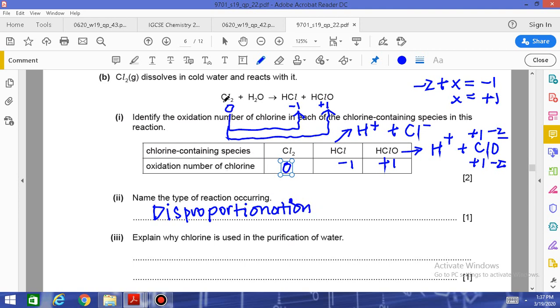Once again, the oxidation state or oxidation number of chlorine decreases from 0 to minus 1, and at the same time, the oxidation number or state of chlorine increases from 0 to plus 1. So the chlorine atom gets reduced and oxidized at the same time. That's called disproportionation.